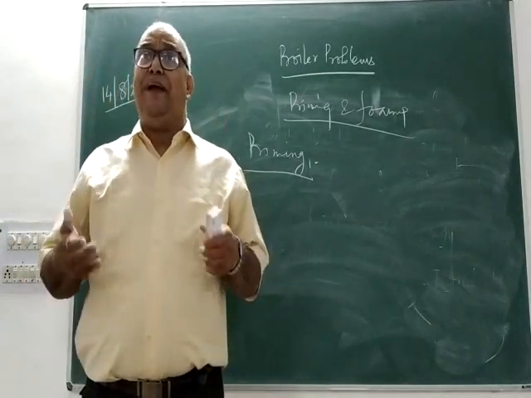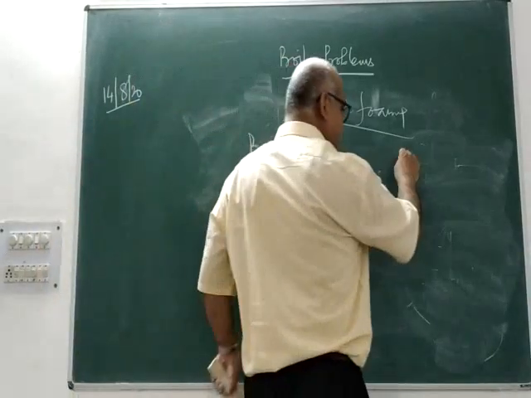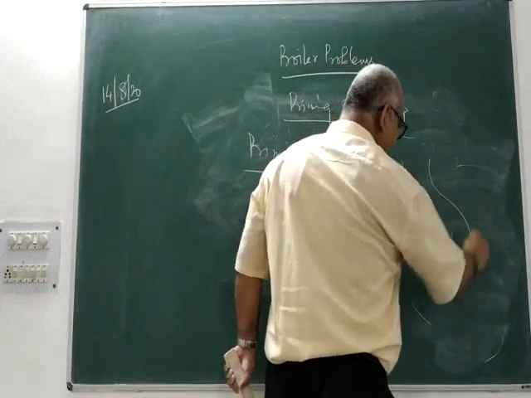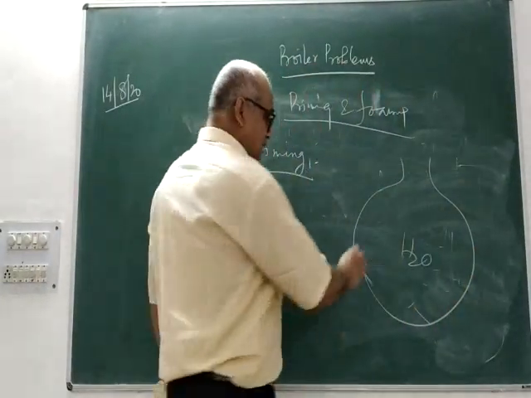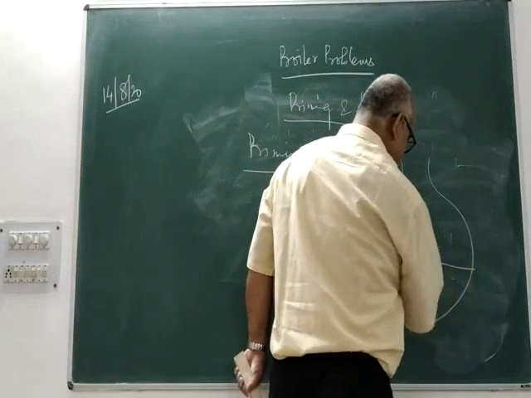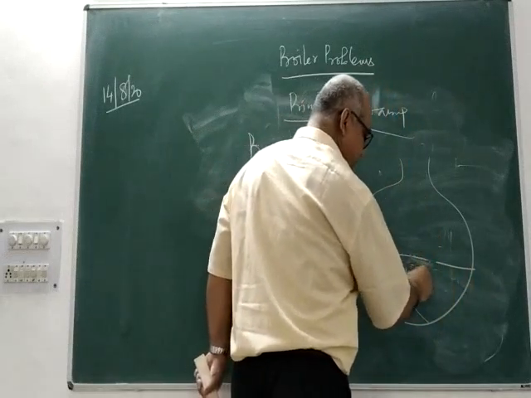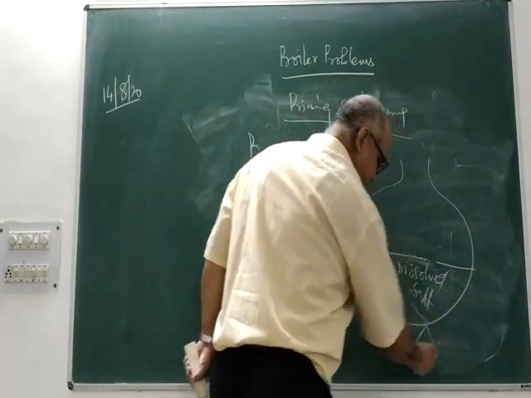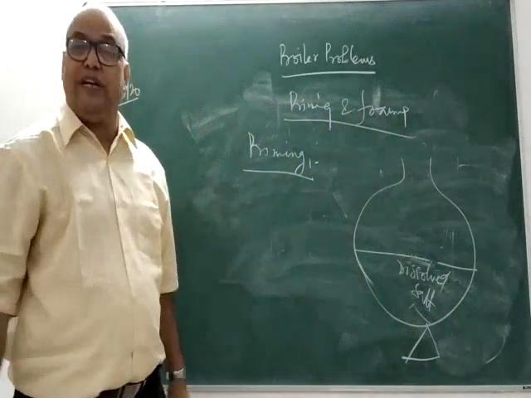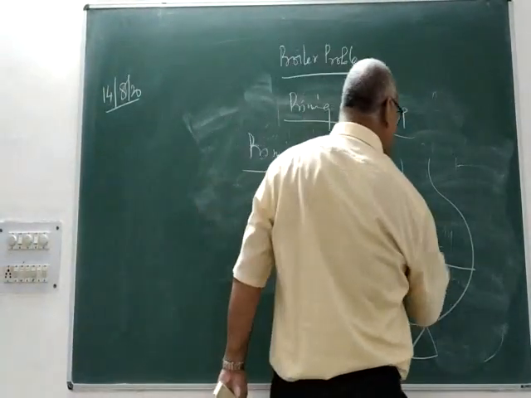If we want to explain it more precisely, let us see. Suppose it is a water container, water is there. Try to understand that. This much water is there. Suppose this water contains dissolved salt. Heating is started. After some time, water will start boiling. Once water starts boiling, steam will be produced and it will go out.